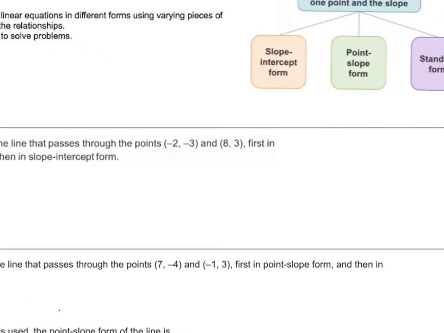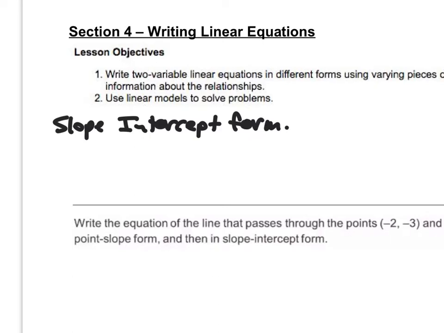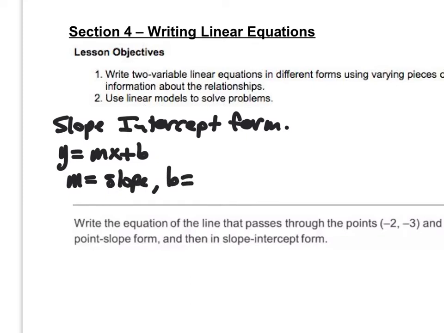The first thing I want to talk about is slope-intercept form. This is where you have y is equal to mx plus b, where m is your slope, b is your y-intercept, and x and y are just x and y.